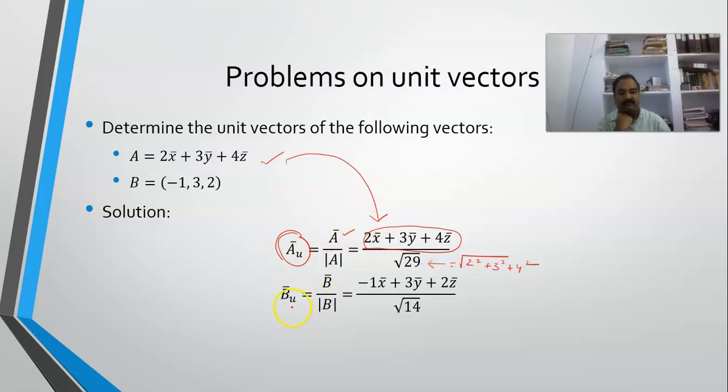Similarly, for B, the B coordinates have been given, which indicates that it is minus 1 x bar plus 3 y bar plus 2 z bar. So that is what I have written here. And coming to the magnitude, what is the magnitude? Square root of minus 1 whole square plus 3 whole square plus 2 whole square. So it is 40. This is the way we compute unit vectors.